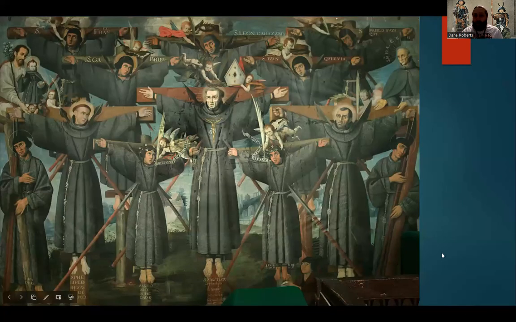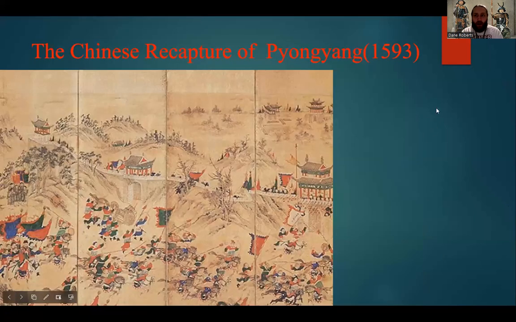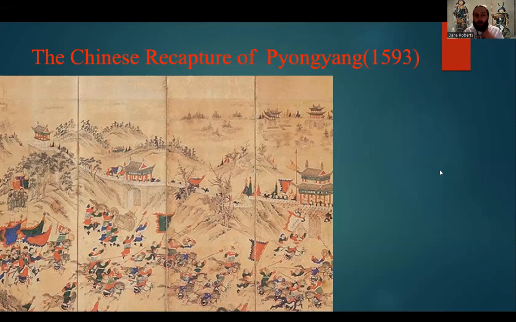It was also during this time that Toyotomi Hideyoshi would begin to persecute heavily Christian missionaries, Christians in general. Again, here are the various martyrs who were executed by the Toyotomi clan. But as I said, eventually Toyotomi Hideyoshi's invasion of Korea would fail, and this would happen with the counteroffensive started by the Ming Chinese in 1593, with the invasion of Korea beginning in 1592.